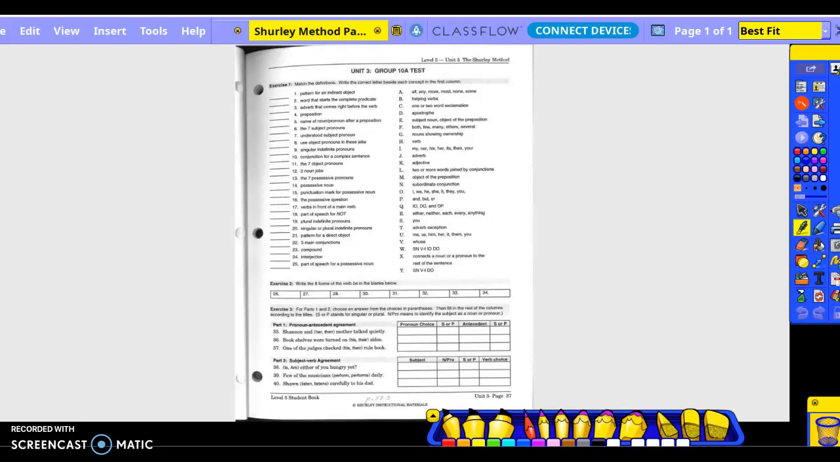Fifth grade Shurley Method, page 37, part 2, and we're going to do exercises 2 and 3. So, write the 8 forms of the verb be in the blanks below.